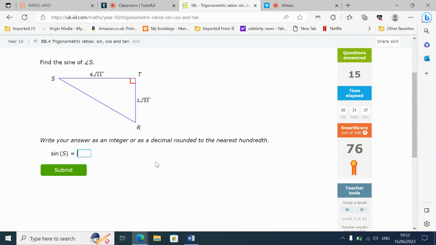and then multiply it? Do you not need to find out the square root of 33, and then multiply it by two, and then divide the opposite over the hypotenuse? Do you remember from the previous question?